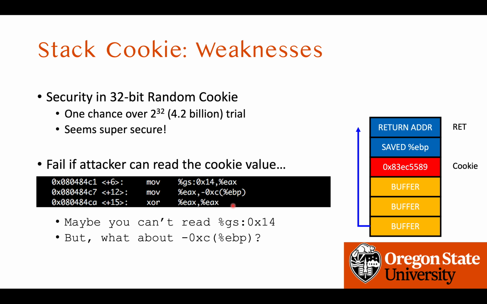So any information leak about the stack is critical to security. If there is any kind of memory leak that lets attackers know this value, then it will not be one trial over 4 billion. This is a one-shot exploit, as we did in stack cookie 1 and 2.